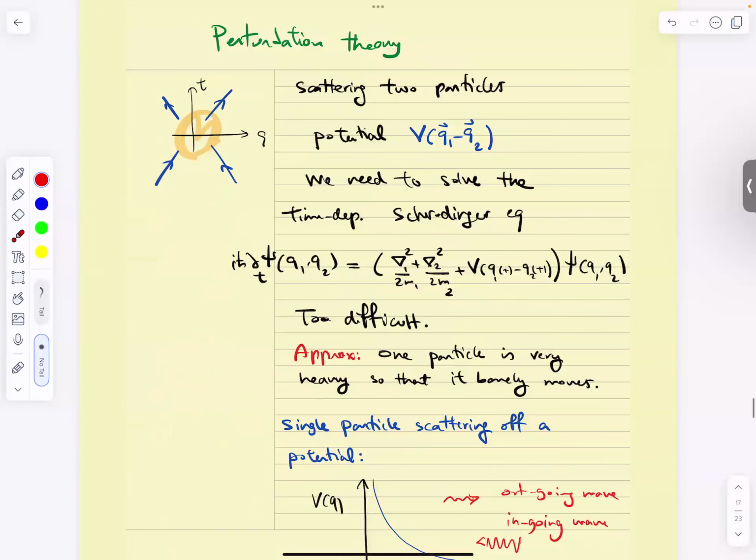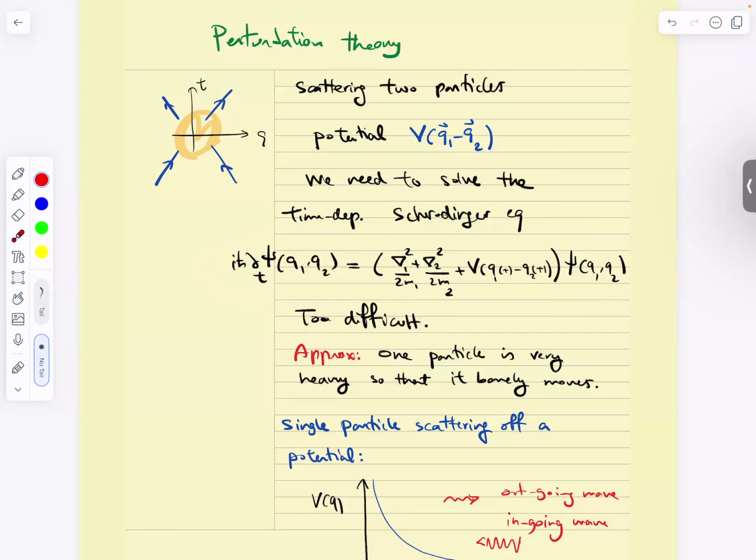All right. Next, we're going to do perturbation theory. So for a second, let's just talk a little bit of physics. Imagine you're scattering two particles, meaning that two particles come in, something happens, and then they fly out. The potential between them is V(Q1 minus Q2). We need to solve the time-dependent Schrodinger equation, which is this. Good? This is too difficult. This is very, very difficult.